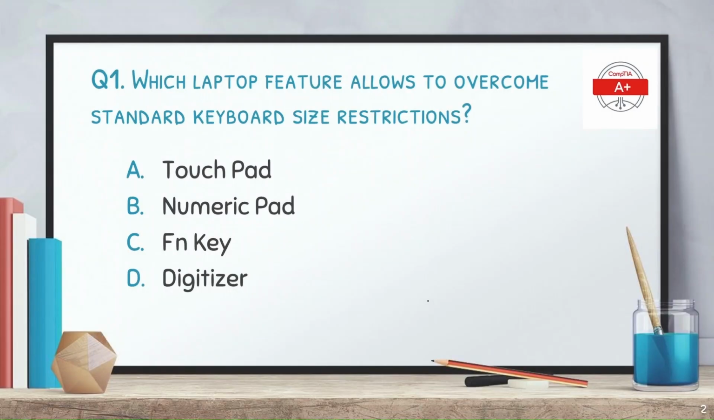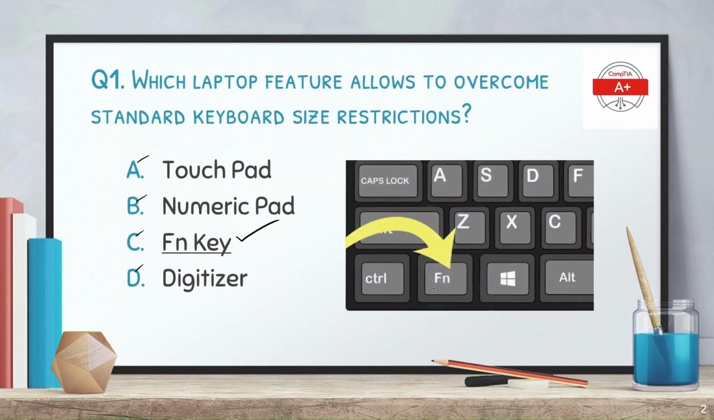Question number one is, which laptop feature allows you to overcome standard keyboard size restrictions? The options are: option A, touchpad; option B, numeric pad; option C, FN or function key; and option D, digitizer. And the correct option is the function key. So the function key is this key you must have seen on your laptop that is used to access additional functions on your restricted standard keyboard.